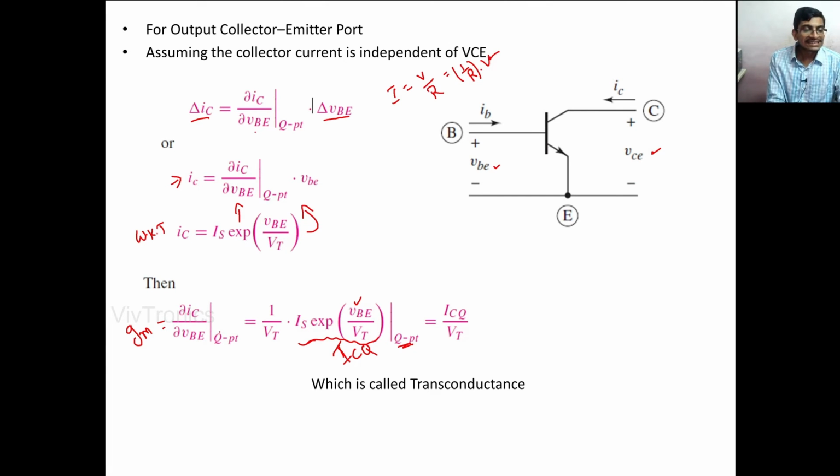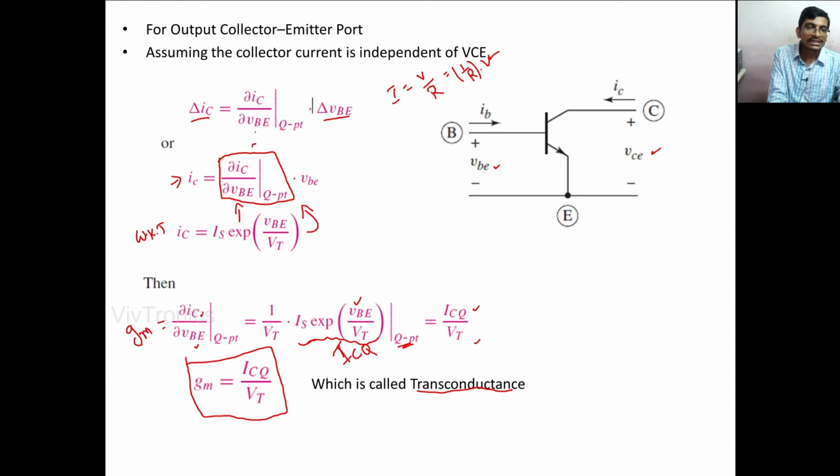Therefore, the output conductance GM, which is the ratio of output current to input voltage VBE, is equal to ICQ divided by VT. That is a very important equation. GM is equal to ICQ divided by VT, where GM is called the transconductance. In the IC current equation, we calculated the conductance value dou IC by dou VBE at Q point, which is equal to GM. Therefore, the IC current equation is GM into VBE. Then we can write the small signal collector current as IC is equal to GM into VBE.